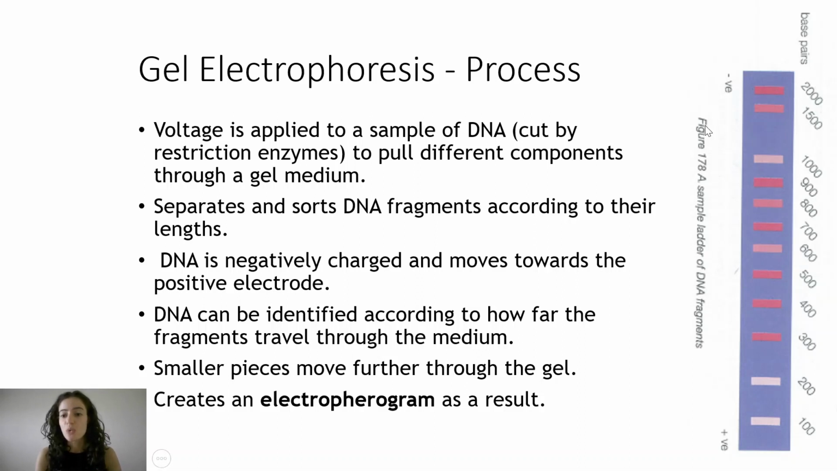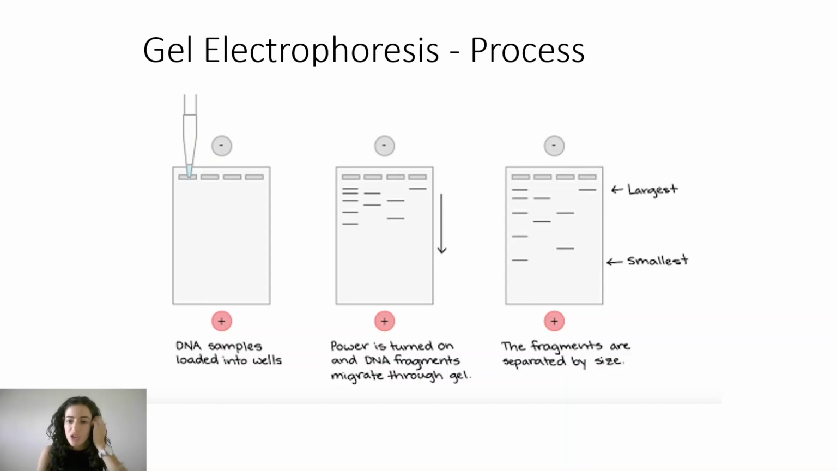And then what this makes is, so this is called a sample ladder of DNA fragments, and it could also create an electropherogram. So here's just another diagram of gel electrophoresis. DNA samples are loaded into the wells at the negative electrode. The power is turned on, DNA fragments migrate through the gel. The fragments are separated by size.